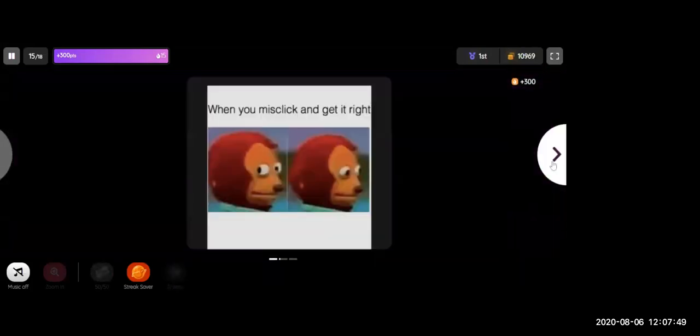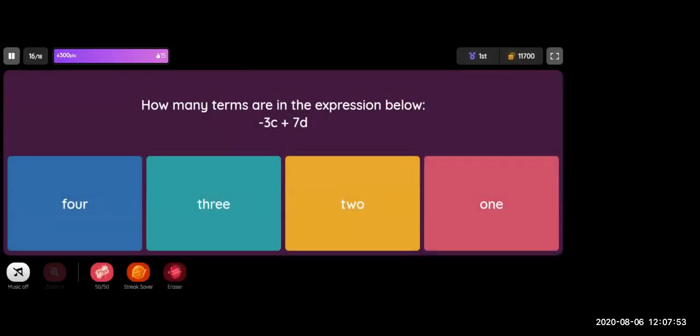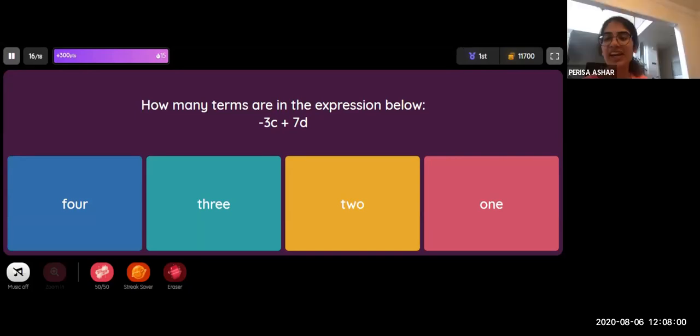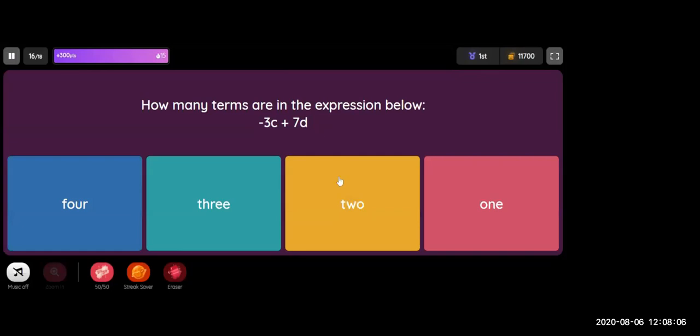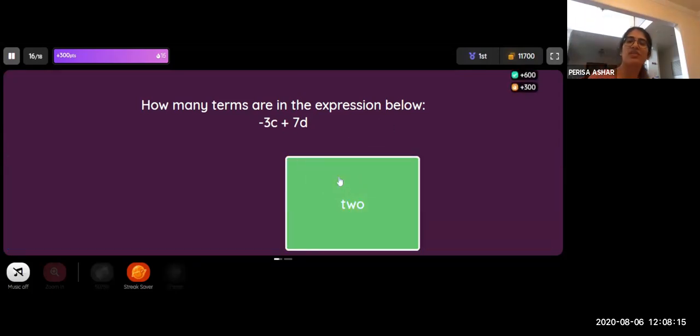Good job. So guys, 3 more questions. So how many terms are in this expression below? Okay. Good job, Avi, for getting the right answer. There are 2 terms in the expression below. So yes, even though they're not the same variable, they're still each a different term. So there are 2 terms.